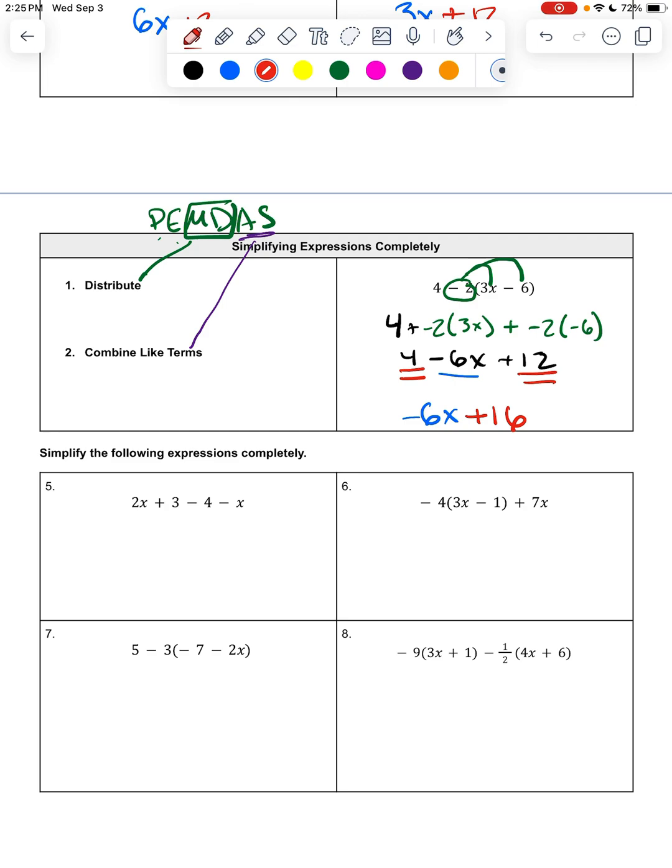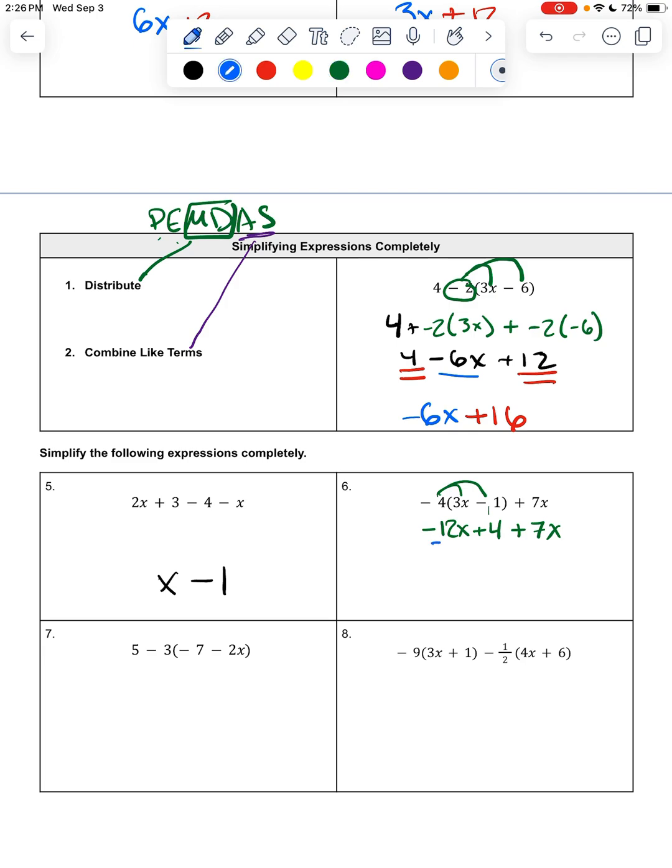Try number 5. I'm just going to put the answer down in a moment. The answer to number 5 is x minus 1, or 1x minus 1. Check that work. Number 6, we're going to distribute first. You see parentheses, we want them to go away. Negative 4 times 3x becomes negative 12x. Negative 4 times negative 1 becomes plus 4. And this plus 7x is not in the parentheses, so it is not being distributed to. We do not multiply negative 4 times 7x, so we're just going to leave plus 7x at the end.